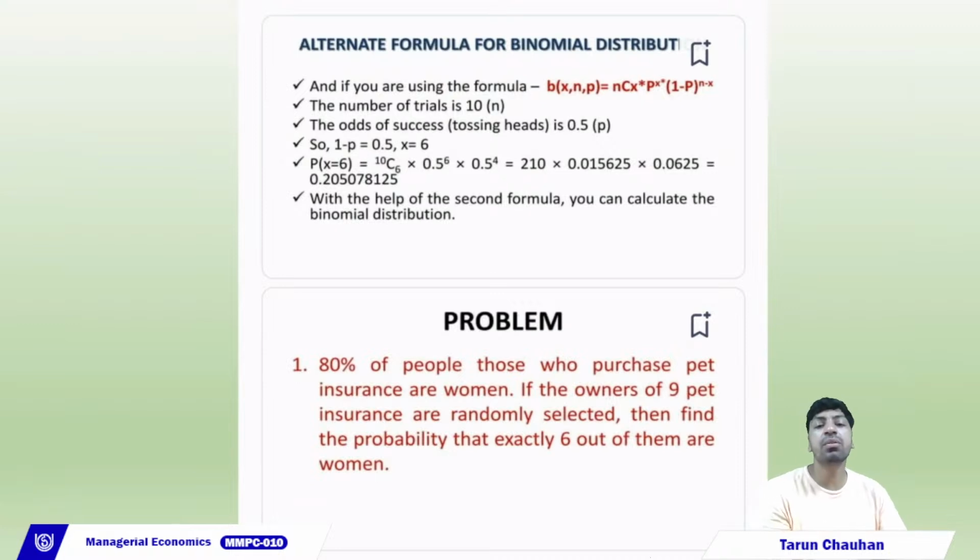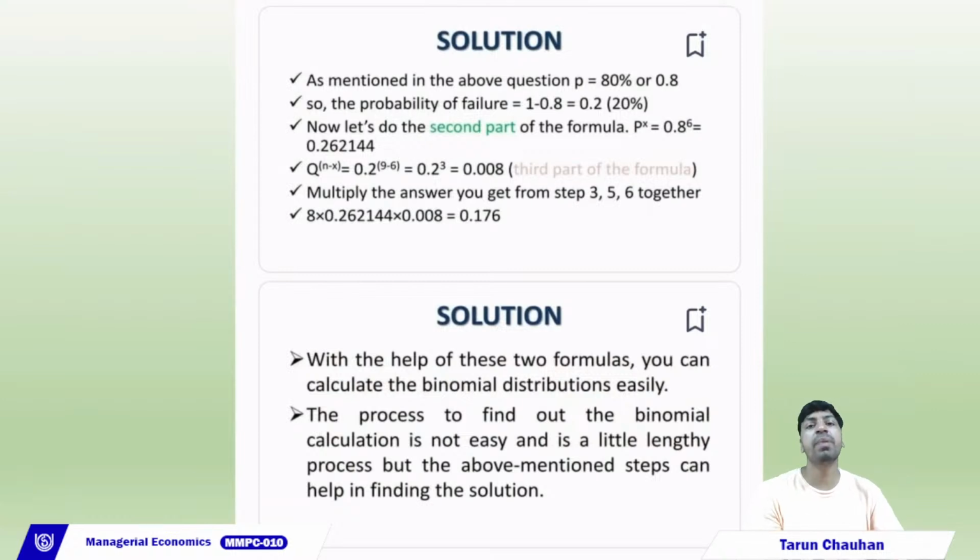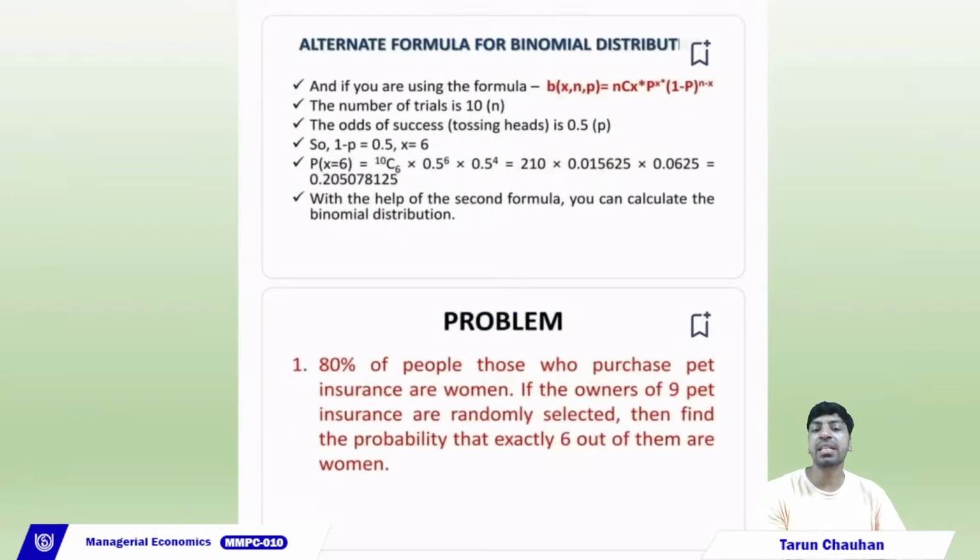So there is another question: 80% of people who purchase pet insurance are women. If the owners of 9 pet insurance policies are randomly selected, find the probability that exactly 6 of them are women. So this is another question for you, and this is the way you need to follow it up.